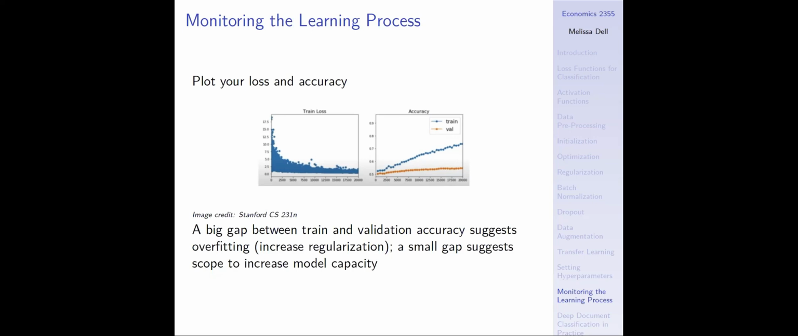This is after each epoch, saving what the loss and the accuracy is. If you have a big gap between train and validation, that suggests overfitting, and you're going to want to go back and increase your regularization parameter, or maybe do dropout or something else that's going to increase regularization. On the other hand, if you have a very small gap between train and validation, that suggests there's scope to increase the model capacity, maybe by adding more data, changing your learning rate, etc.